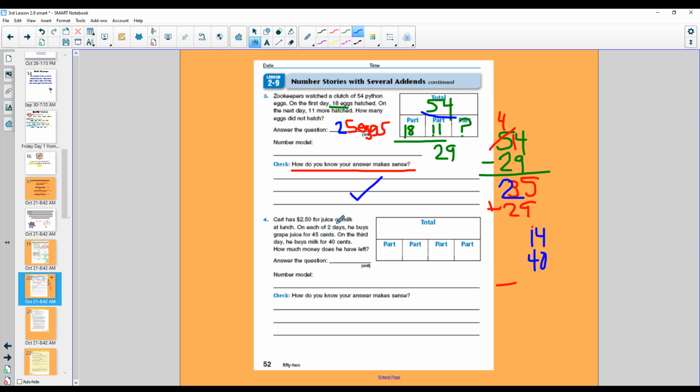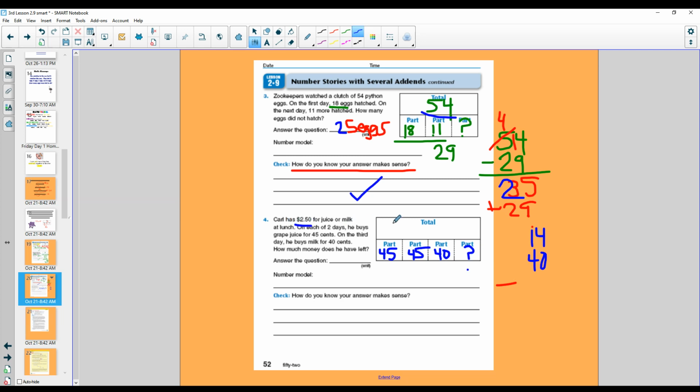Carl has $2.50 for juice or milk at lunch. On 2 days, he buys grape juice. Okay, so day 1, he buys grape juice. Okay, and the other day, he buys grape juice because it was 2 days. On the 3rd day, he buys milk for 40 cents. What we need to know is how much money does he have left. We need to know what part of the money he has left.